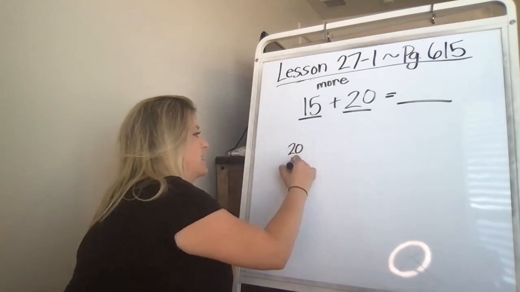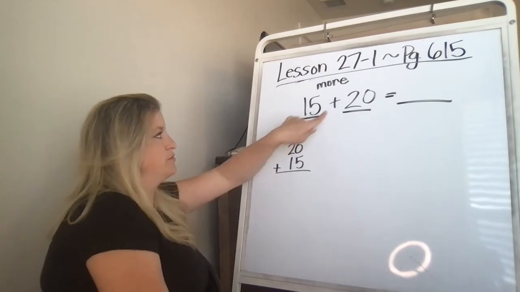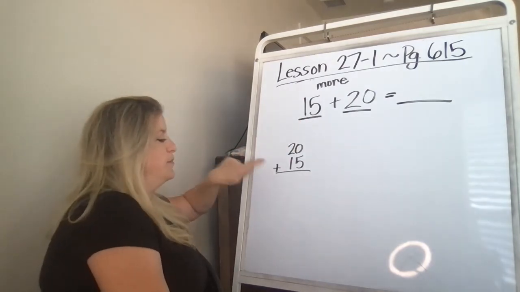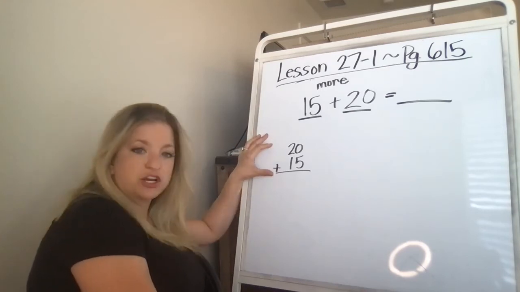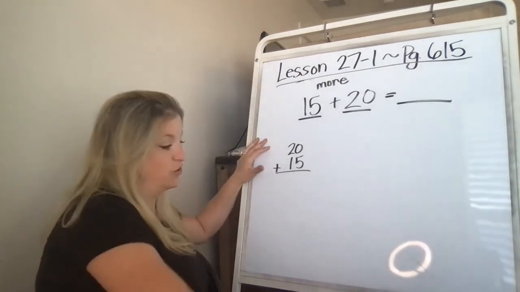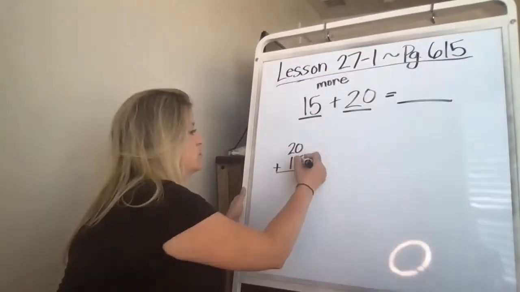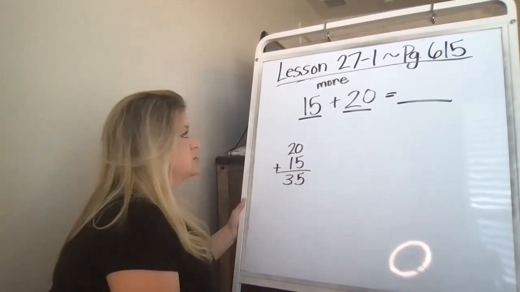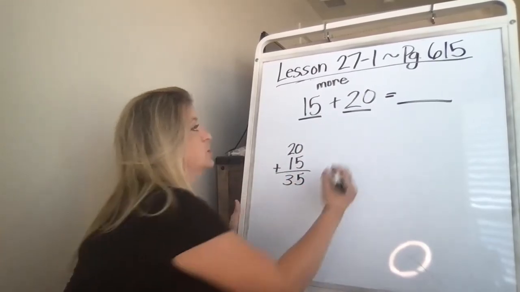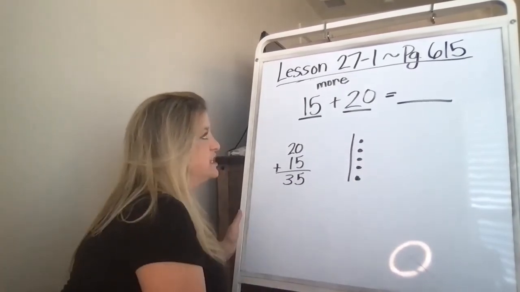Start by doing stacking, 20 plus 15. You always have to put what you're doing from your equation over here in your stacking equation, because you don't know if it's subtraction or addition, or when you get older, multiplication or division. You want to know these things. So 5 plus 0 is 5. 2 plus 1 is 3. It is 35.